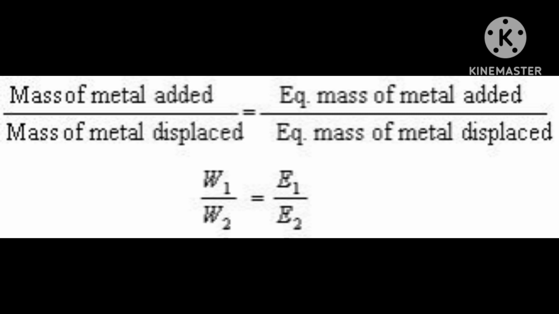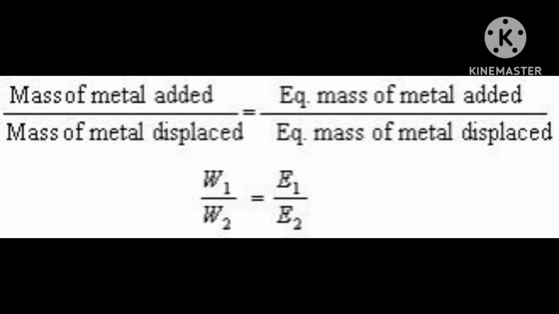Example: the equivalent weight of the metal is the weight of the metal which combines with 8 gram of oxygen, correct? You can understand it like that. Either it will combine or release, 8 gram of oxygen you have to consider.